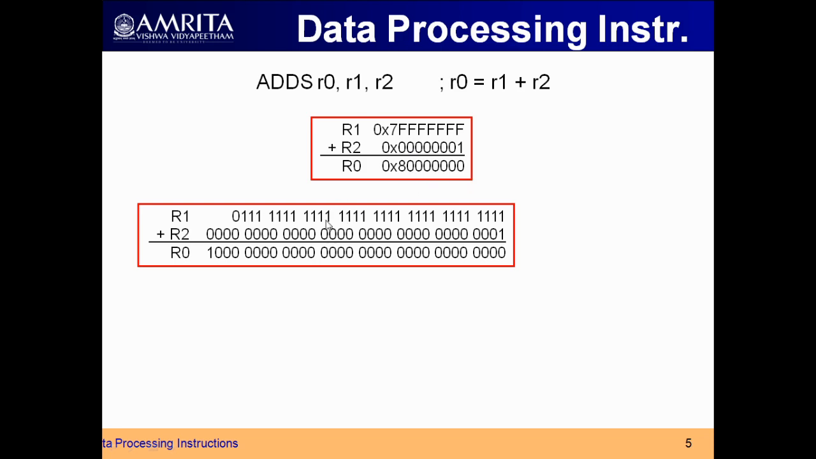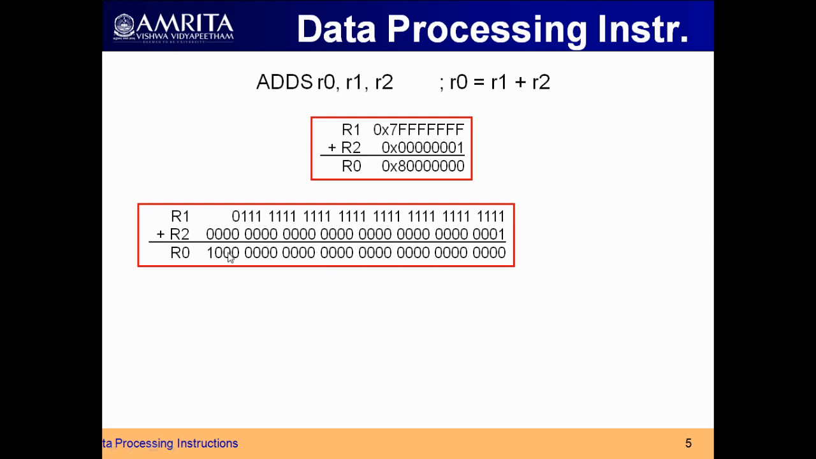How are you getting this? This is a binary representation. When you add 7FFFFFFF, this is 7, these are Fs. 0, 1, 1, 1 means 7, then FFFF. When you add this to 1, what will you get? You will get 1 0 0 0. Except the MSB, all the other bits will be 1. So this will be the result.